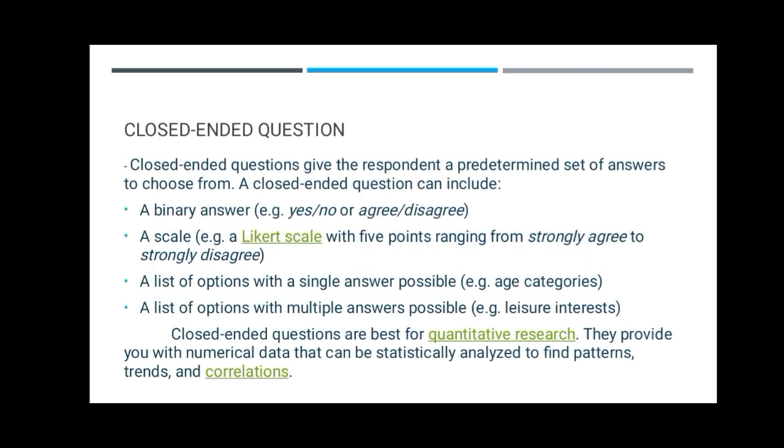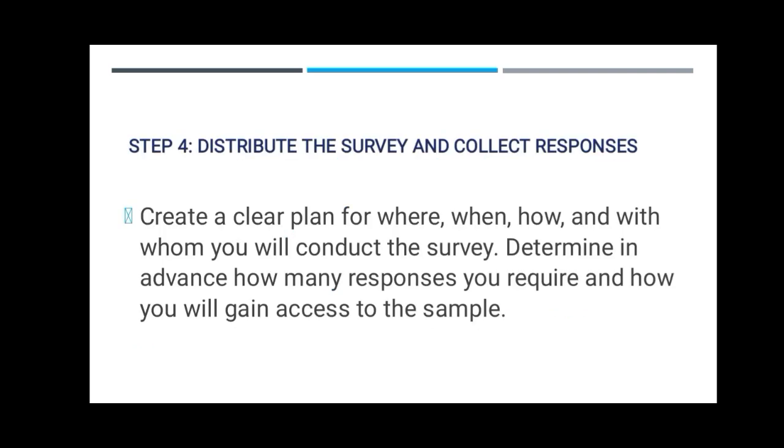Then the last one is close-ended. Close-ended questions give the respondents a predetermined set of answers to choose from. Close-ended questions can include binary options, for example yes or no, agree or disagree, and a Likert scale with 5 points, ranging from strongly agree to strongly disagree, and so on. Then step 4 is to distribute the survey and collect responses. Create a clear plan for where, when, how, and with whom you will conduct the survey.